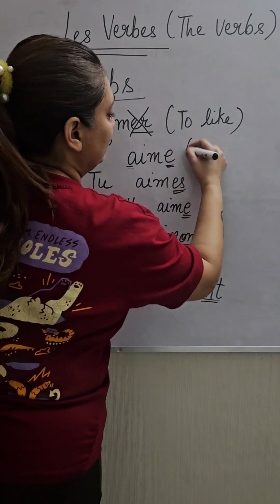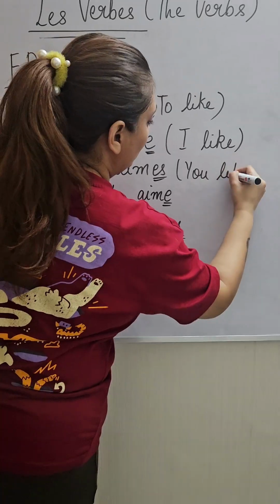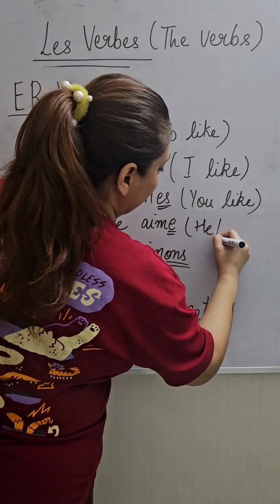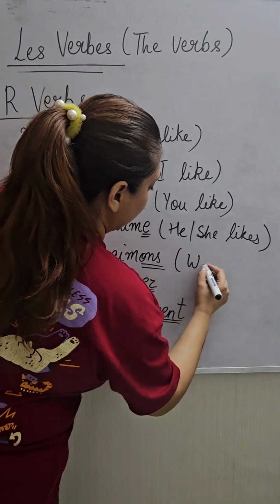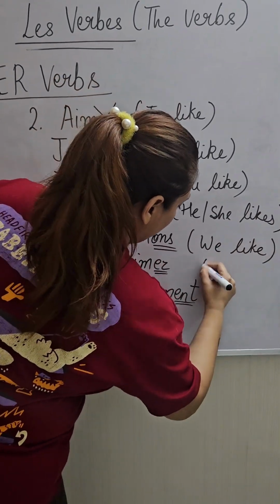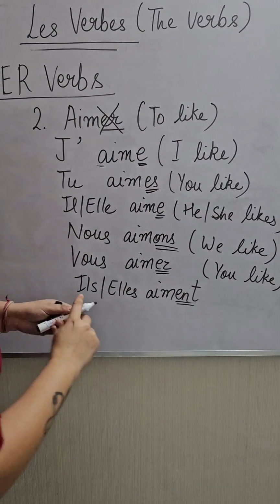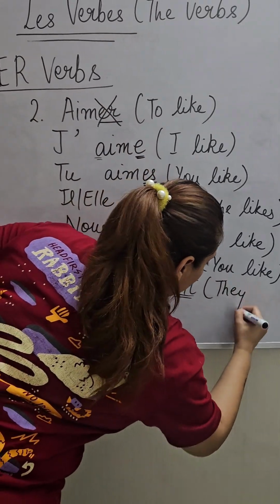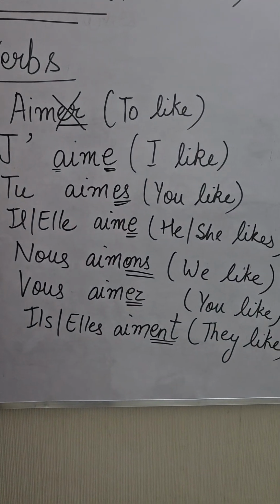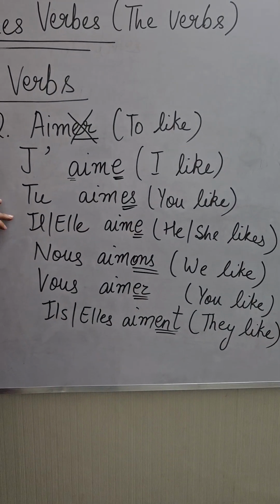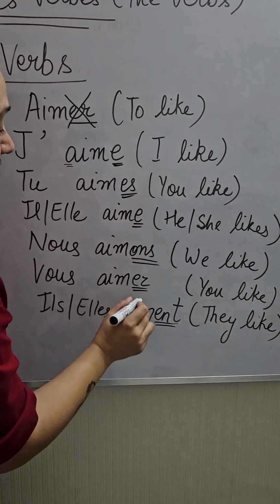Now let us translate this. This means I like. This means you like. This means he, she likes. Here this means we like. Here it means you like. And here this means they like. So you can see this is again our ER verb. We have conjugated in a similar manner where we will write E, ES, E, ONS, EZ, ENT.